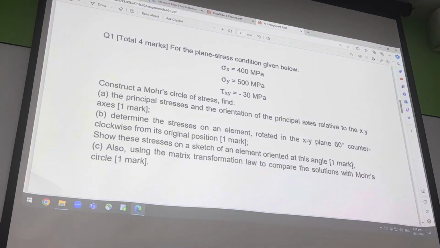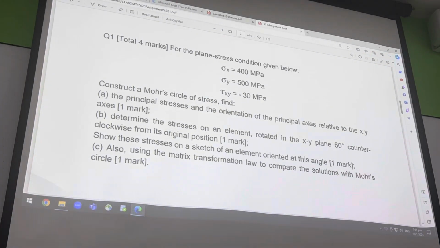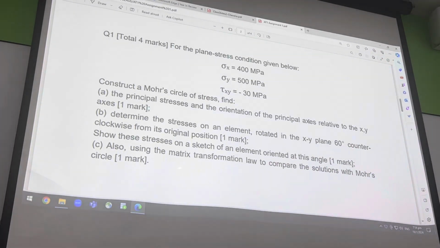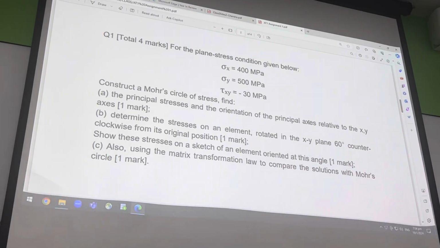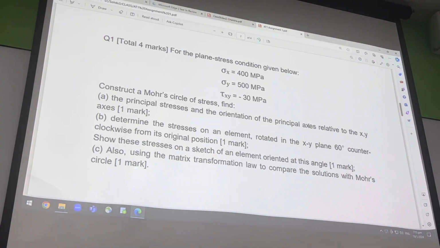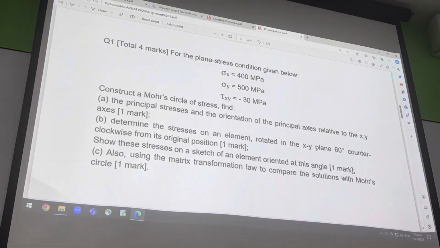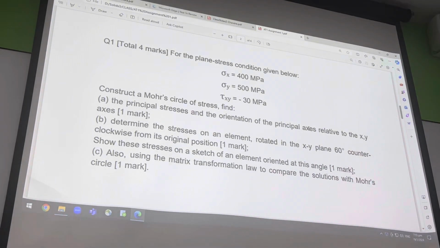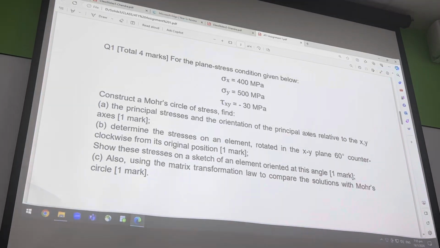Then part C, using the transformation law, compare the solution with Mohr circle. So now use the matrix transformation law. Then compare the solution with Mohr circle. If you do all the parts correctly, you will get 4 out of 4. That means for 100 you already got 4 marks. For 20 you got 4 marks.